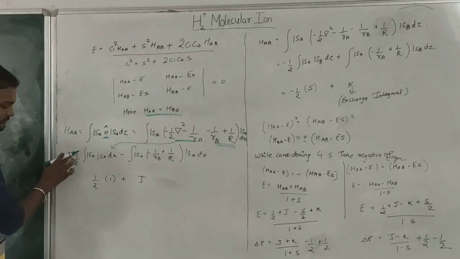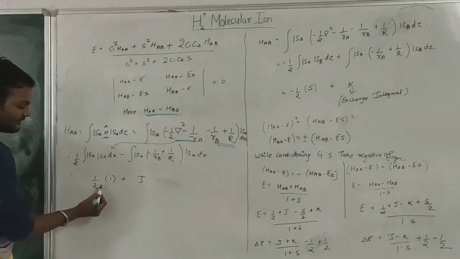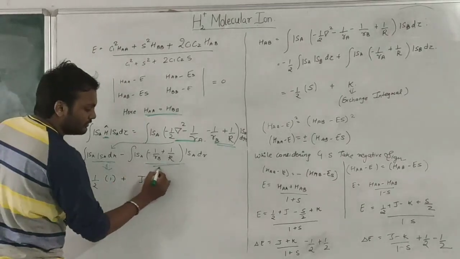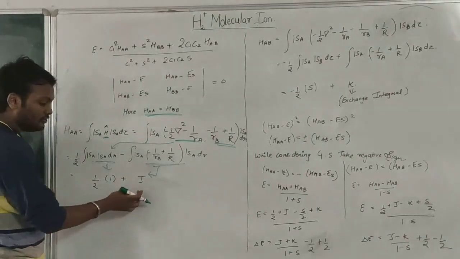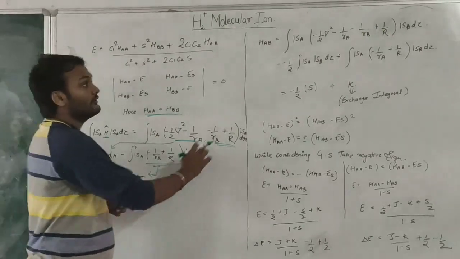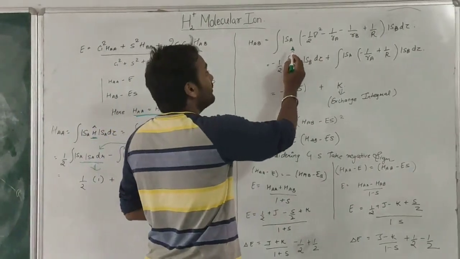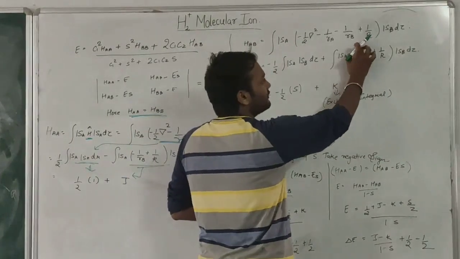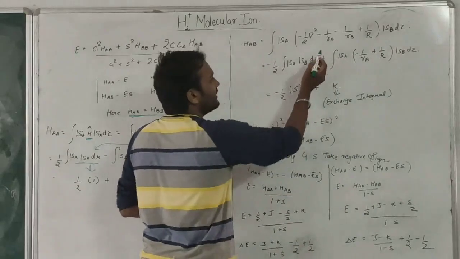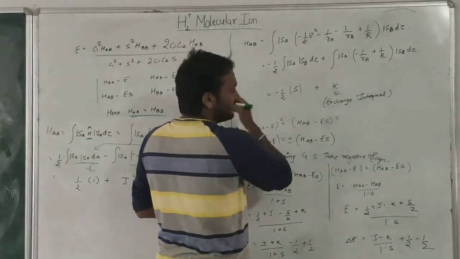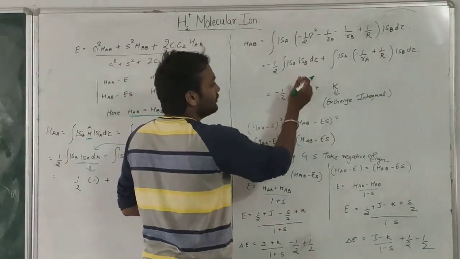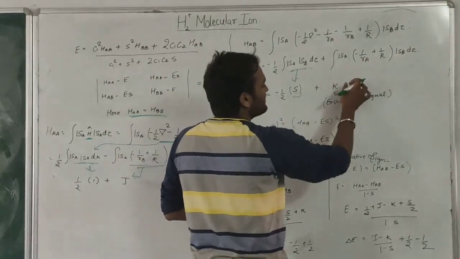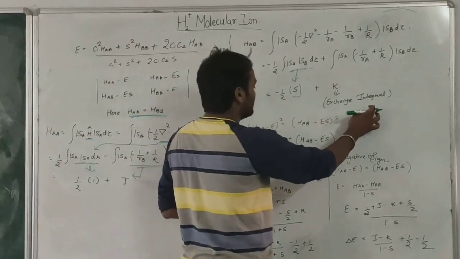Taking 1 by 2 as a constant outside the bracket, the solution for the first term is 1, and the solution for the second term is J. As we know, J is the Coulomb integral. Now solving for HAB, we write the same way: 1SA, the whole Hamiltonian, then 1SB dτ. Again solving the individual terms as mentioned above, the solution for this term is S, and for this term is K. The K here is the exchange integral.